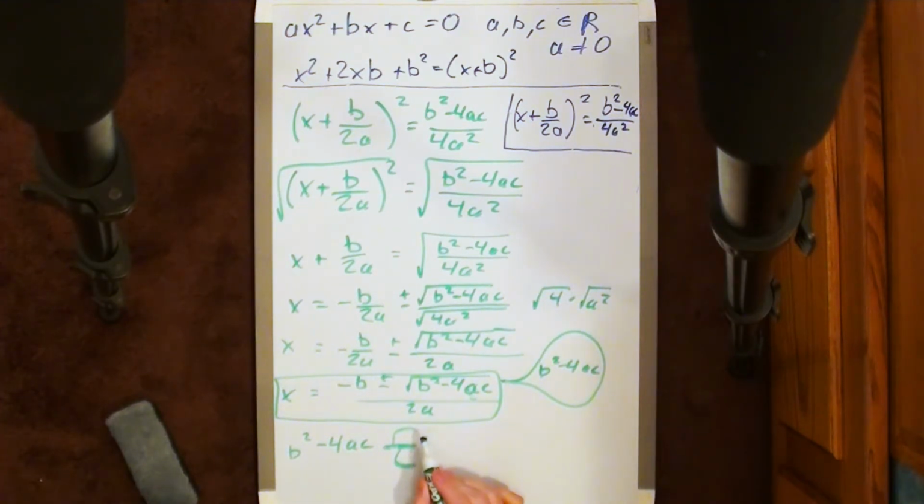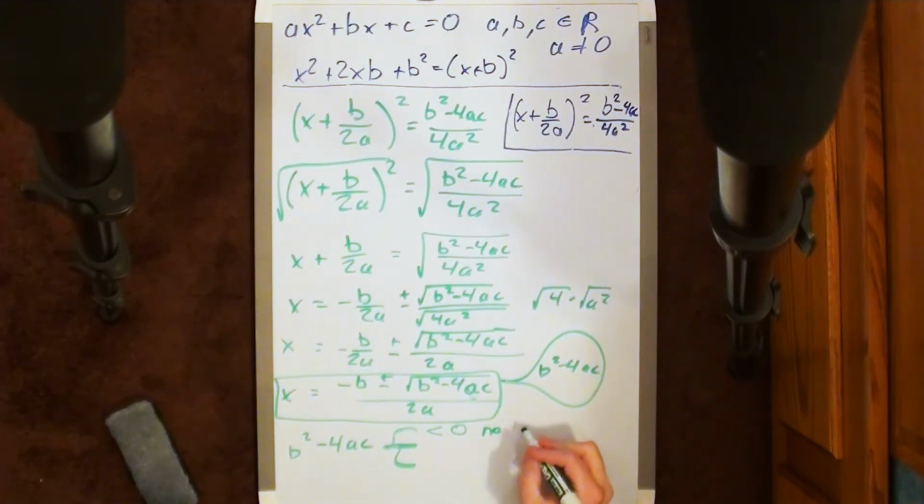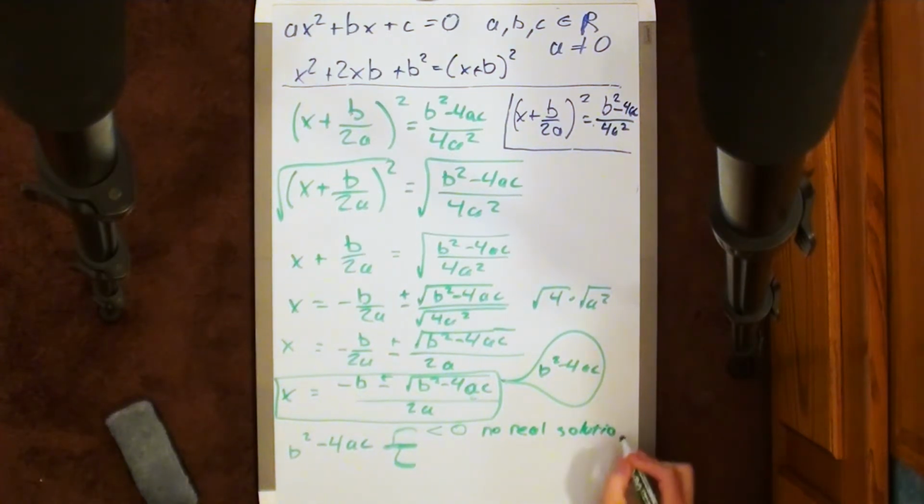Now, if this right here is less than 0, all right? If it's less than 0, that means that we have no real solutions. Just imagine if you put a number in here and this is like negative square root of 9. It would never work. We'll have imaginary numbers or complex numbers.